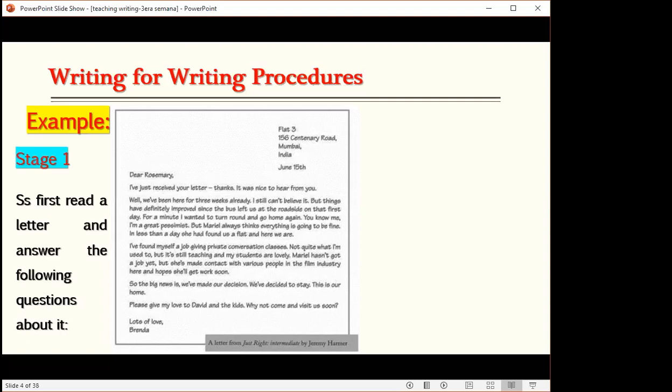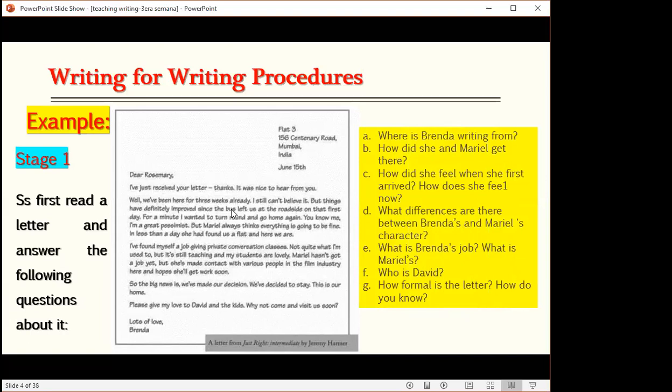So for example, here you have on the first stage of these kinds of activities, students first read a letter. So you show them the pattern, you show them the genre, and they answer the following questions about it. Notice, so they are going to analyze that kind of information that they are going to write in this kind of text. You don't say, okay, now you're going to write a letter, this is the topic, and write it. No. So first you're going to give them a model, like a model.